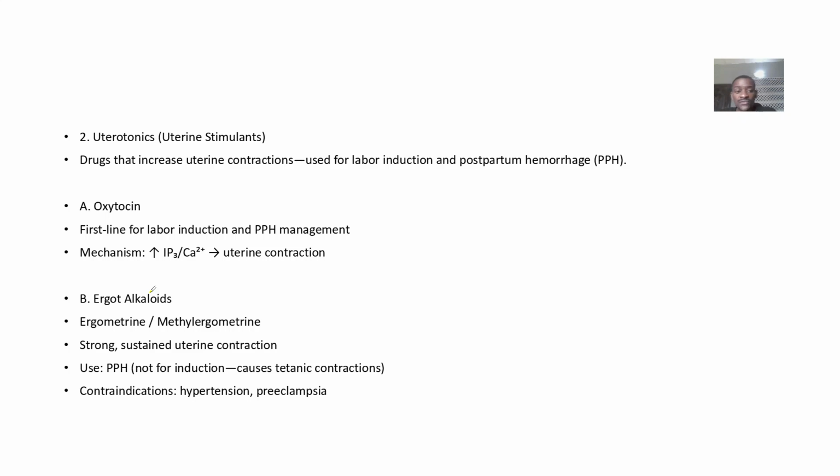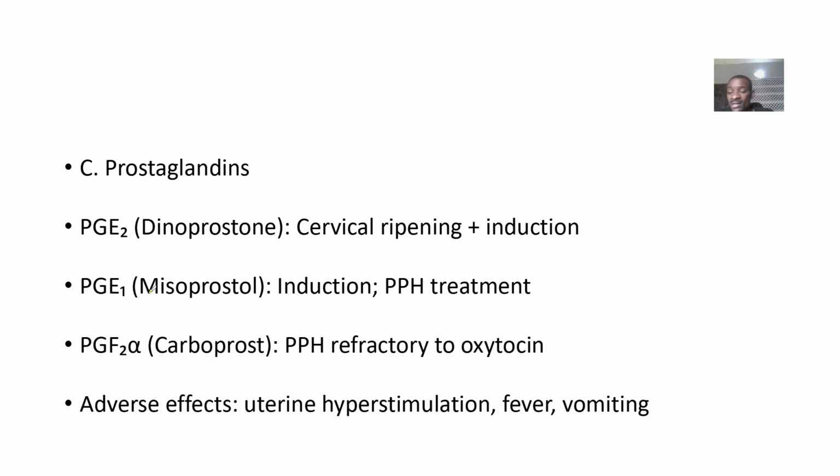For uterotonics, we have drugs like oxytocin. Those will make the mother's contractions go up so that the baby is expelled. We have drugs like ergometrine and methylergometrine. Those too increase uterine contractions, mainly for childbirth or after childbirth. If there's bleeding, you give them so that the uterus can contract back. Then we have the prostaglandins: dinoprostone, misoprostol, and carboprost. All of them stimulate the uterus and make it contract more.